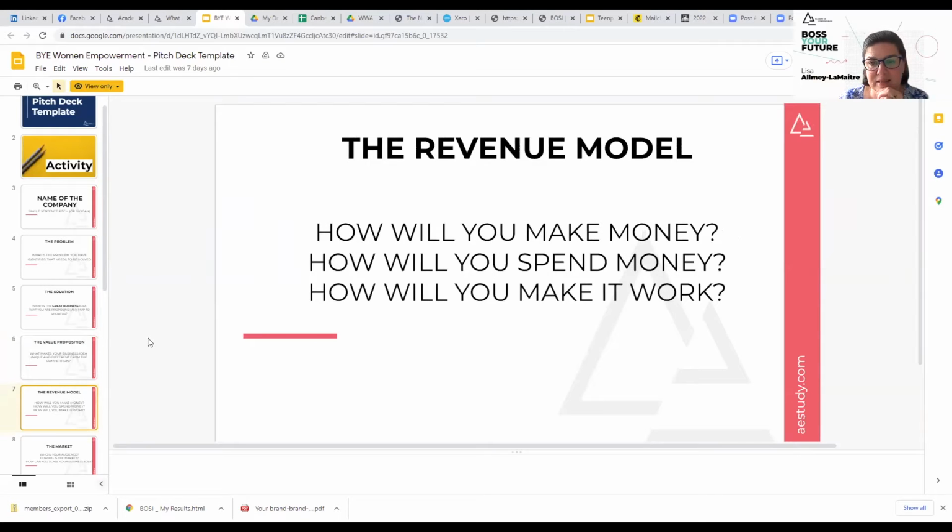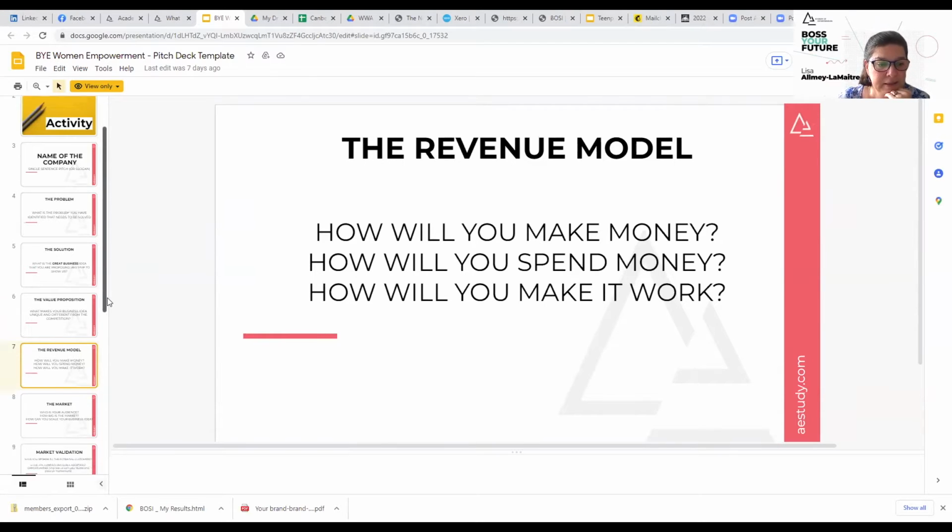The next slide is about the revenue model. So how are we going to make money? How are we going to spend money? And how will you make it work? It also comes into our expenses. So there's a whole host of things. All the finance stuff to me always seems to belong together. So I would normally have a finance slide in my deck and put all my money stuff on that one slide.